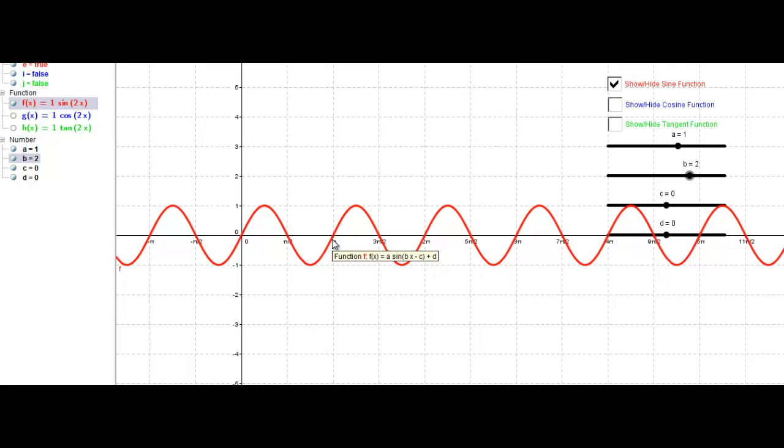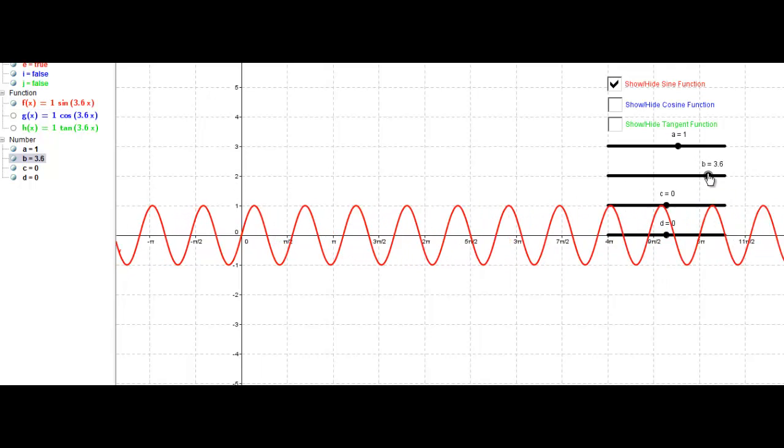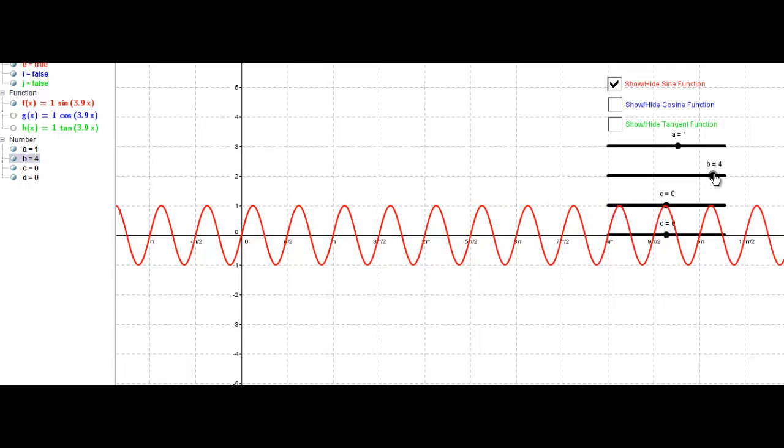Before, one cycle would stop at 2 pi, right? Would end at 2 pi. Now, one cycle ends at pi. So we say that we have decreased the period because now the length of this cycle is shorter than what it used to be. If I increase to 4, for example, my period is even shorter. The length of one cycle now is pi halves.